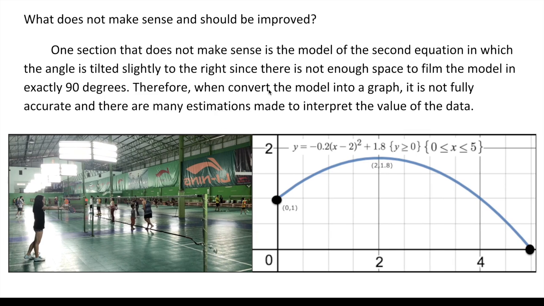One section that should be improved is the filming of the model of the second equation, in which it is tilted slightly to the right since it could not be fitted to 90 degrees. So therefore there might be some estimation in the graph that might not be as accurate.